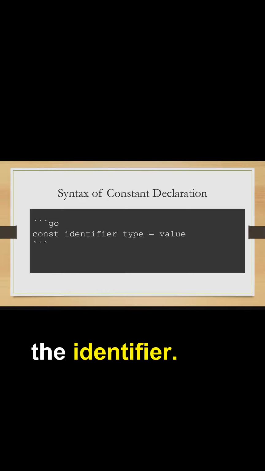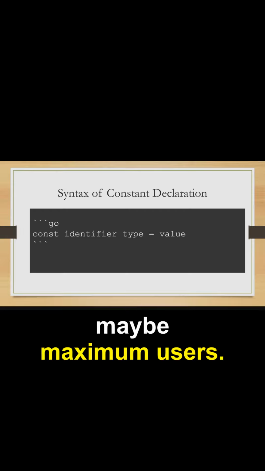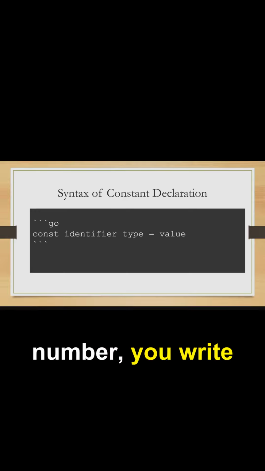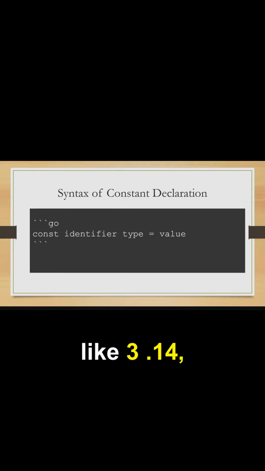Next is the identifier. That just means the name you want to give your constant, like GST rate, PI, or maybe maximum users. Then comes the type, like int, float64 or string. It tells Go what kind of data this is. So if your constant is a number, you might write int, or for a decimal value like 3.14, you would go with float64.